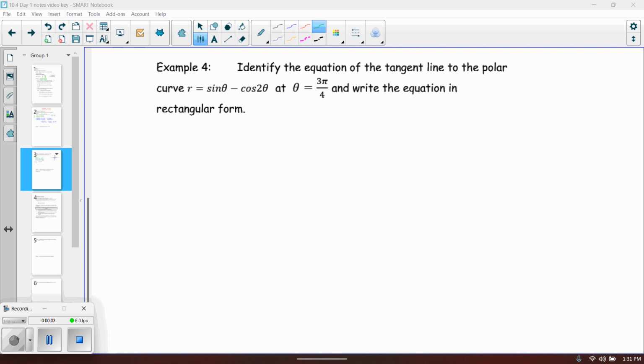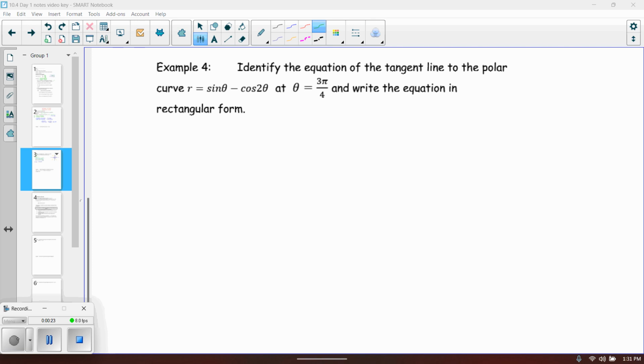All right, so this is section 10.4, day 1, video 2. In the first one, we learned how to find the slope at any given point, find dy over dx. It was that very long formula, which we will still be using. And we also talked about how to find the tangent line at a pole.